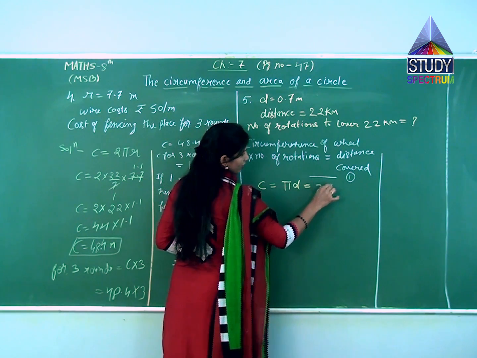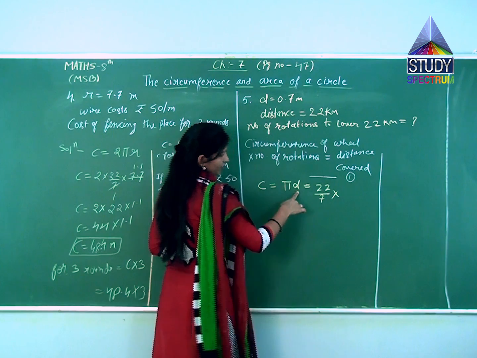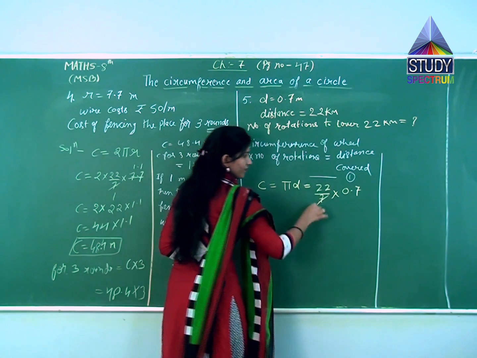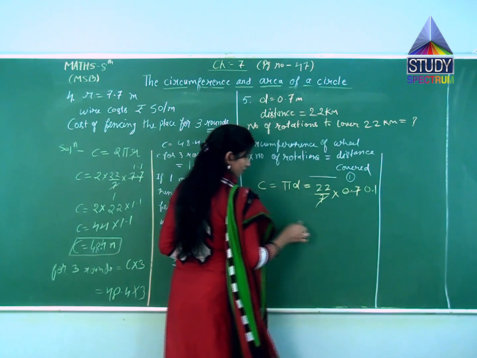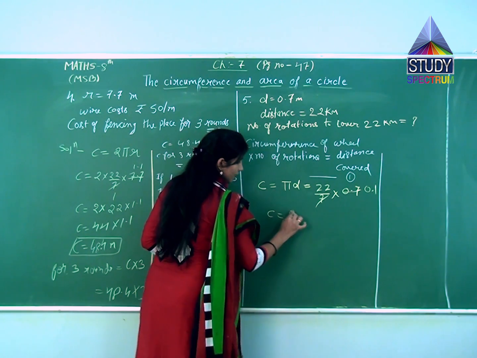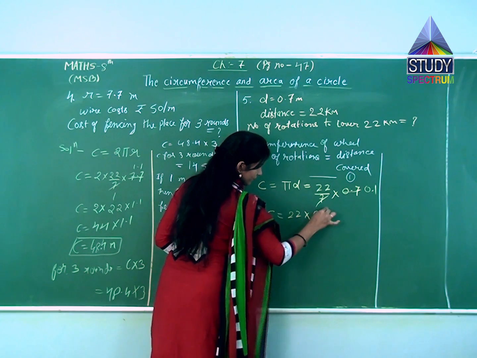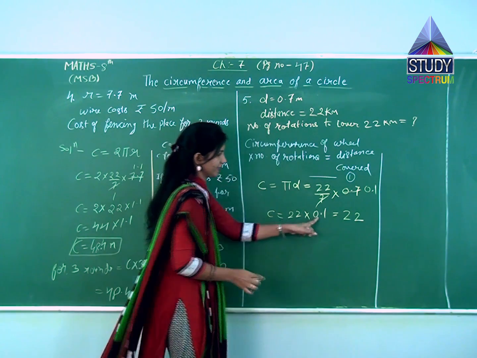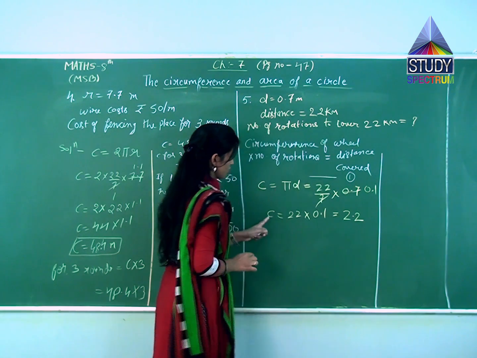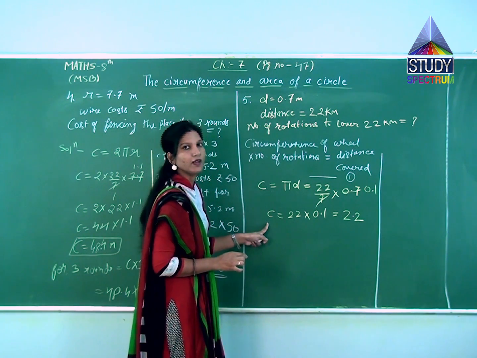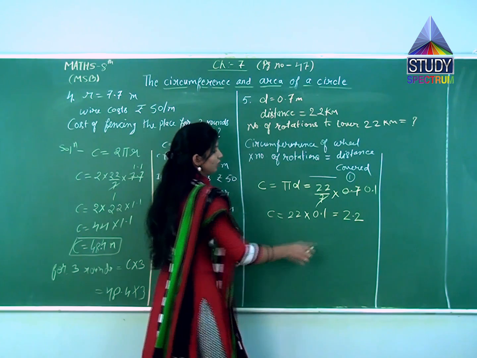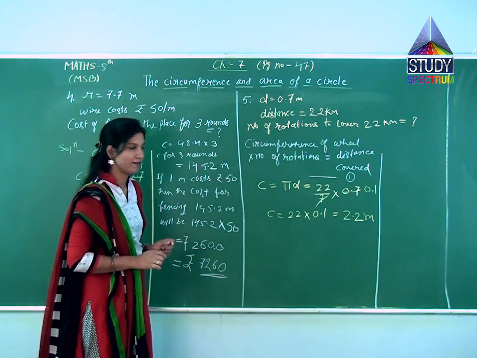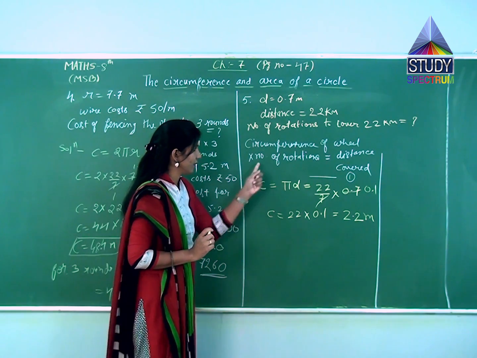So here C is equal to pi d, that is equal to 22 by 7 into d, which is 0.7. Now this will be 0.1 and our C will be 22 into 0.1. 22 ones are 22 and the decimal will come here. So the circumference of the wheel of the bus will be equal to 2.2 meters. Now we have the circumference.